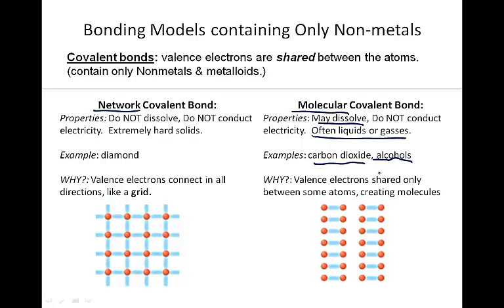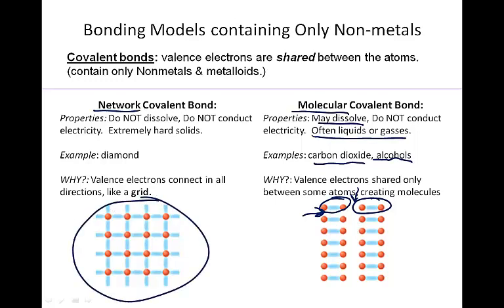Molecular covalent bonds tend to be liquids or gases because look at how the valence electrons are shared. They're only between some atoms, like this is electrons between two atoms, this is some electrons between two atoms. So it can dissolve, typically, because water can get in and separate one molecule from another. They're discrete units, whereas this one, there's no way to separate it into different molecules. It's all one big unit. Also, they don't conduct electricity because there's nowhere for the electrons to be transferred. They are already shared between two atoms.